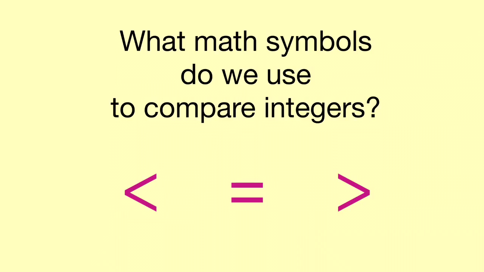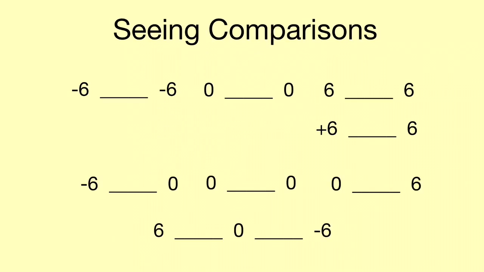That's right, there are only three. Less than, equal, greater than. Those are the symbols we use when we are comparing integers. Go ahead and write one of those symbols between each set of numbers to compare them. Pause your video and do that in your notes.